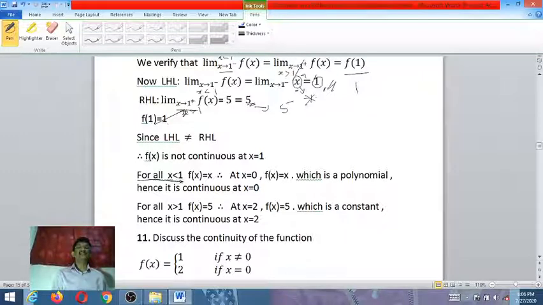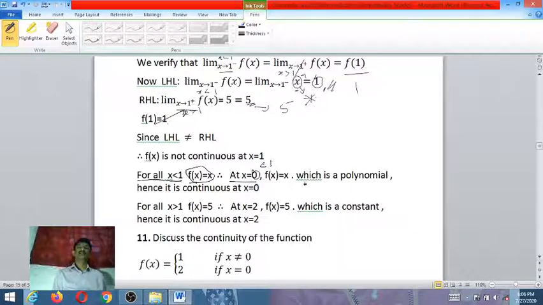For x less than 1, f of x is x. At x equals 0, what is 0 here? Is this 0 less than 1 or greater than 1? Clearly this 0 is less than 1. Therefore, f of x takes the value x. At x equals 0, f of x will be x only.